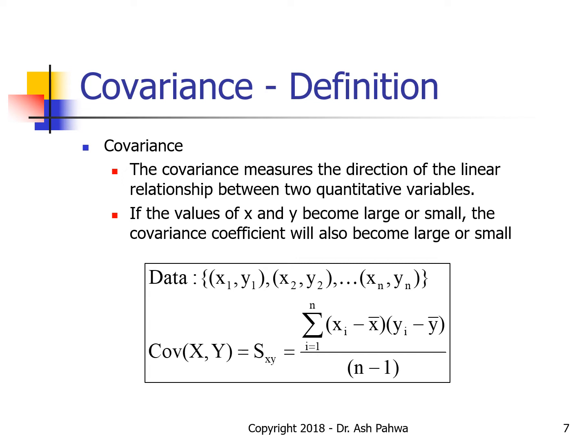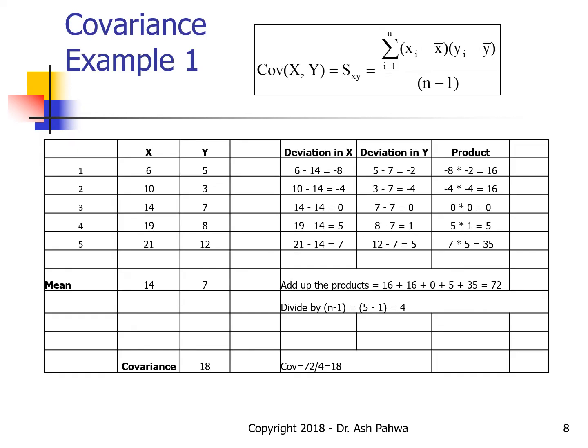So in the next slide, we will see an example of how to compute the covariance. So here we have some data. Our x value is 6 and our y value is 5. Our second observation has an x value of 10 and a y value of 3. As you can see, we have 5 different observations. First of all, we will compute the mean of all the x values, which comes out to be 14. Then we compute the mean of all the y values, which comes out to be 7.